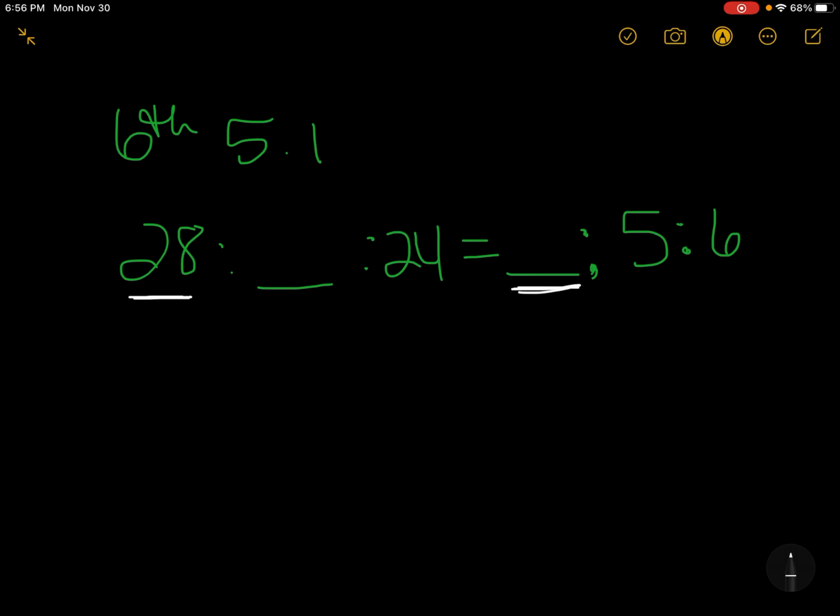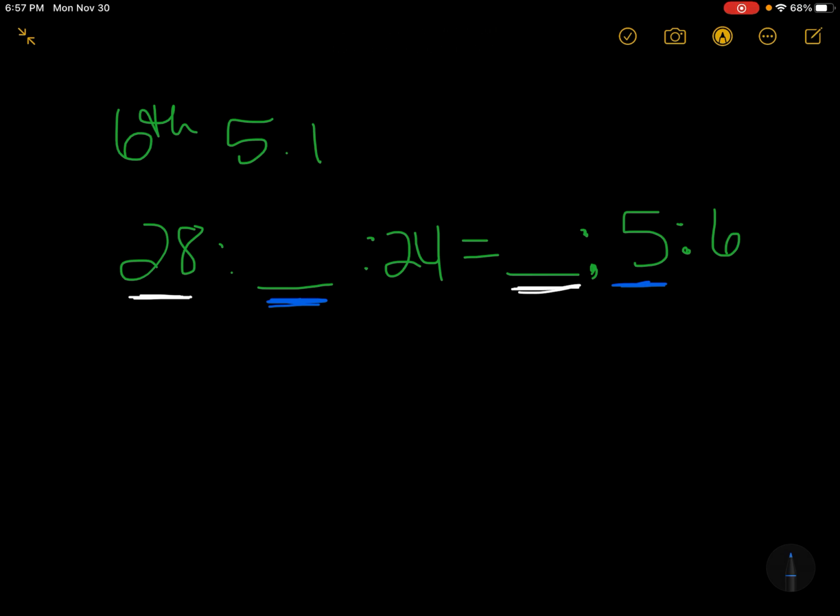So when I compare the first ratio to the second ratio, I'm going to compare the first number that's mentioned, 28, to the first number that's mentioned in the second ratio. And in this case, I don't know what that second one is, so I can't solve for that quite yet. So let's check the second spot, that middle spot. The middle spot compared to 5, I only have one of the two numbers, so I can't figure out what the rule is. Let's go ahead and look at the last section, 24 and 6.